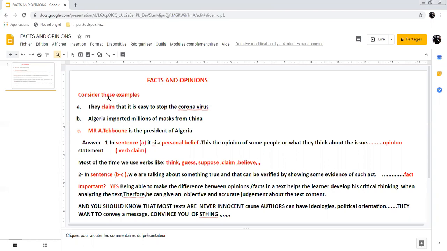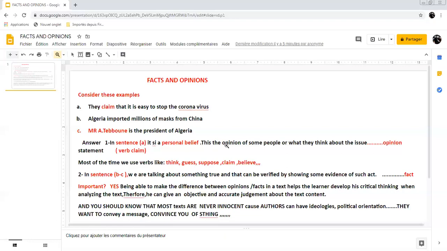In sentence A, this is what some people say. This is what some people think. This is what some people consider. And this is what some people believe. So we can say that this is their personal belief. This is what they think, their personal opinions. Because some other people can have a different view.